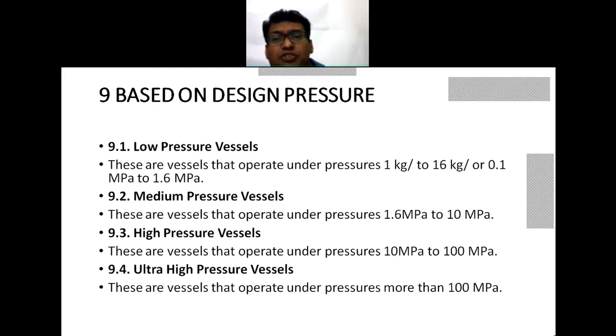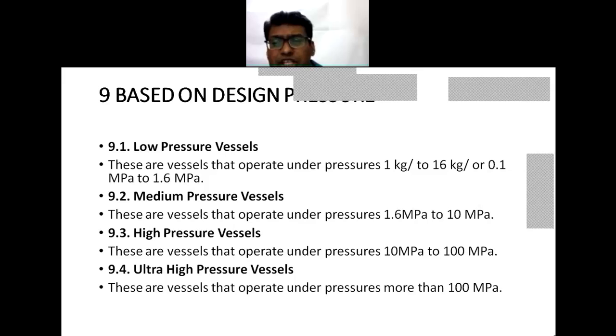Then similarly, based on the pressure, there are low pressure vessels, medium pressure vessels, high pressure vessels, and ultra high pressure vessels. Low pressure vessels are in the range of 1 kg to 16 kg per centimeter square, or you can call it 0.1 megapascals to 1.6 megapascals. Or in atmospheres, 1 atmosphere to 16 atmospheres, or 15 atmospheres; either 15 or 16 people talk about.